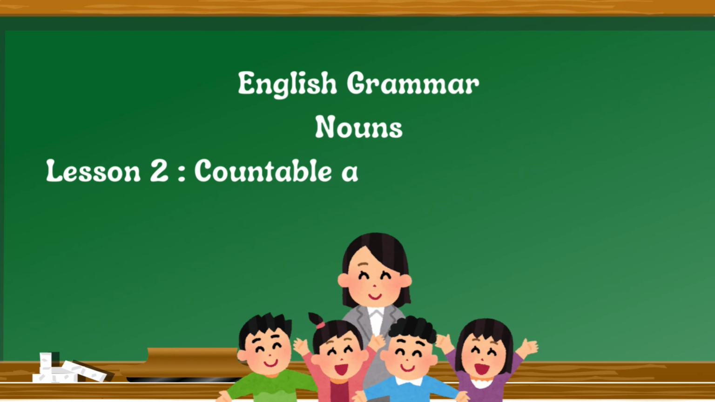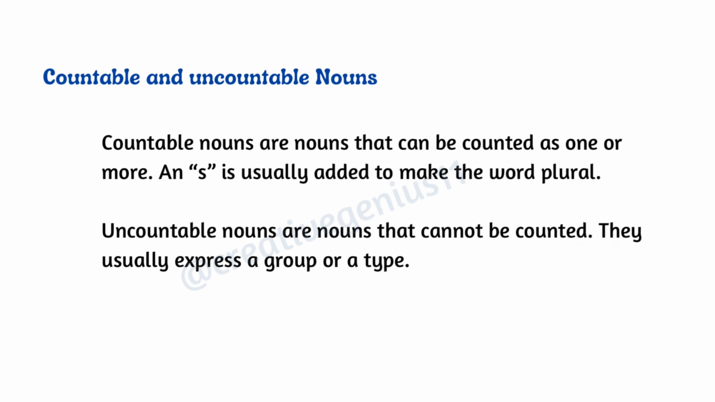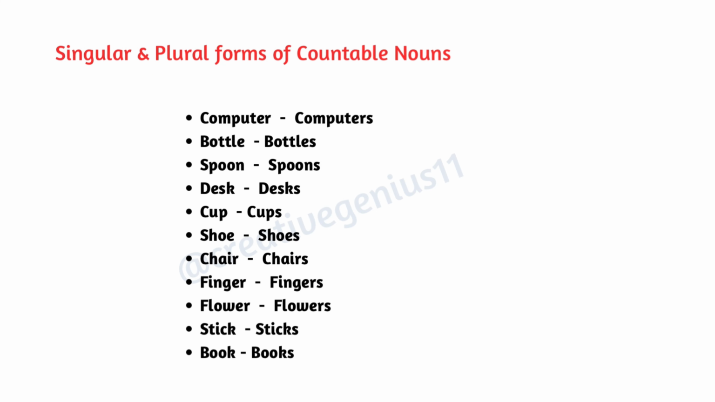Lesson 2, Countable and Uncountable Nouns. Countable nouns are nouns that can be counted as one or more, and s is usually added to make the word plural. Uncountable nouns are nouns that cannot be counted. They usually express a group or a type.